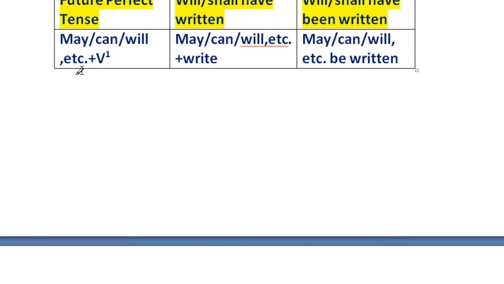Now modal verbs like may, can, will, etc. plus main verb. So when a modal verb is followed by the main verb in the active voice, this is the form in the passive voice. Here the modal verbs may, can, will are followed by the verb write in the active voice. So in the passive voice, its form becomes may, can, will, etc. be written. May be written, can be written, will be written.